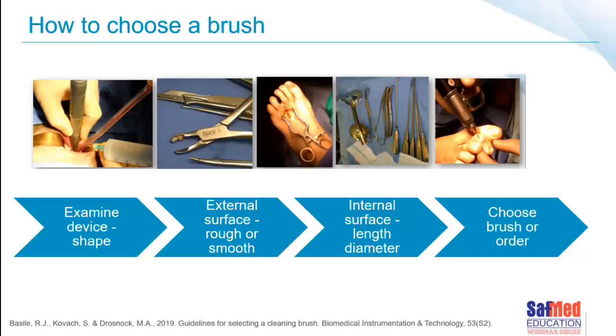How do I choose a brush? Well, obviously we need to look at, again, the design and the shape of the device itself, because that'll help us understand what size of brush we need. We need to look at the external surfaces. Are they rough or are they smooth? We need to look at the internal surfaces, again, the length and the diameter of those internal surfaces. And hopefully we can now choose a brush from what we own, or perhaps we might need to order a brush that's appropriate for this particular device that we now need to clean.